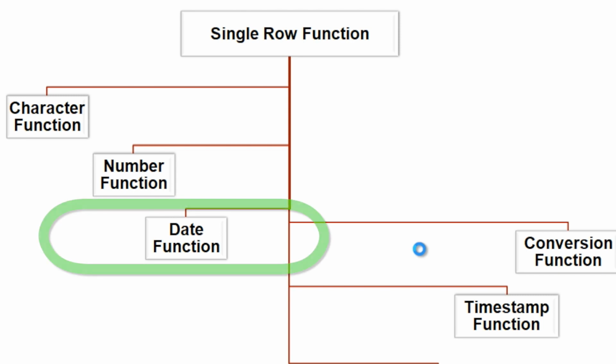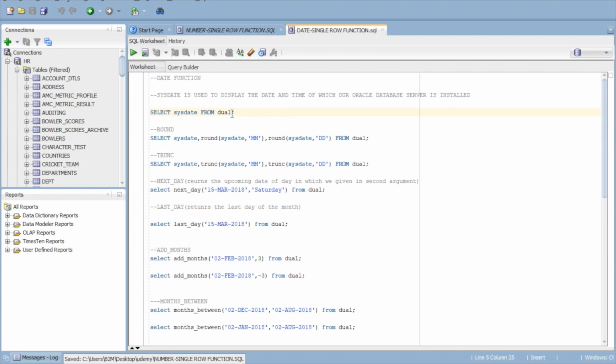In this lesson, we're going to see date functions under the single row function category. A date function is where we pass the input as a date data type. In the previous lessons, we have seen character related functions and number related functions, but in this lesson we're going to see the date related functions. All of these come under the single row functions.